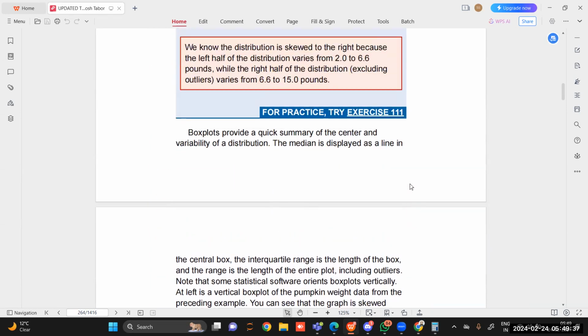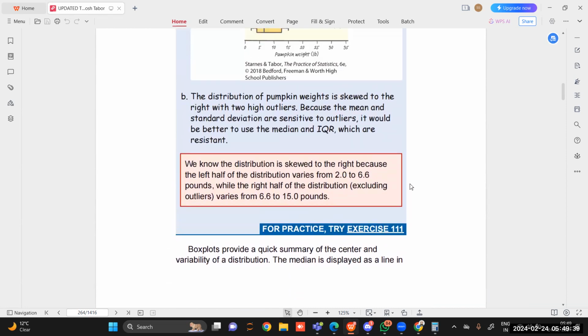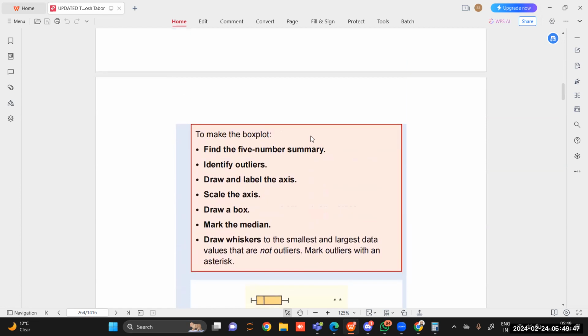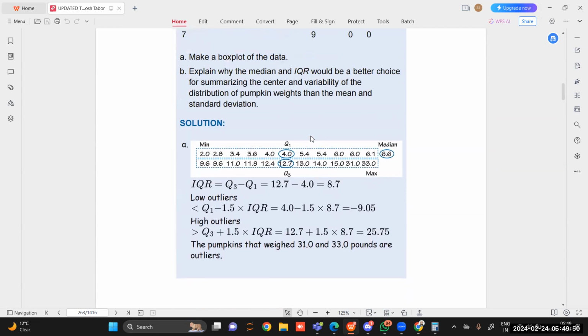We have to read it as you were suggesting: skewed to the right with two higher outliers, because the mean and standard deviation are sensitive to outliers. He has asked a very good question here. Explain why the median and IQR would be a better choice for summarizing the center and variability of the pumpkin weights than the mean and the standard deviation.